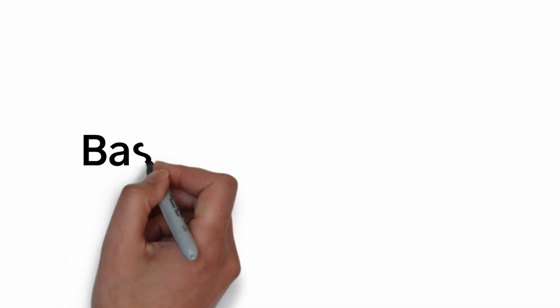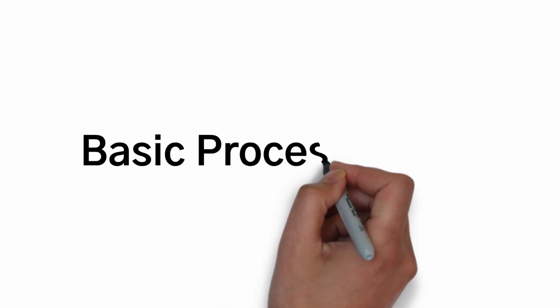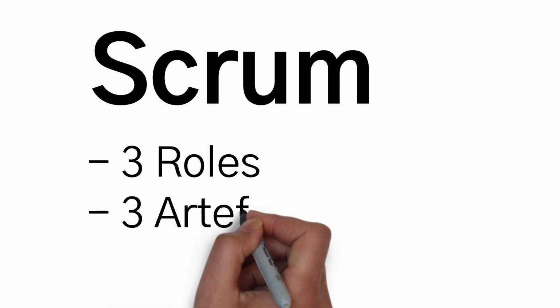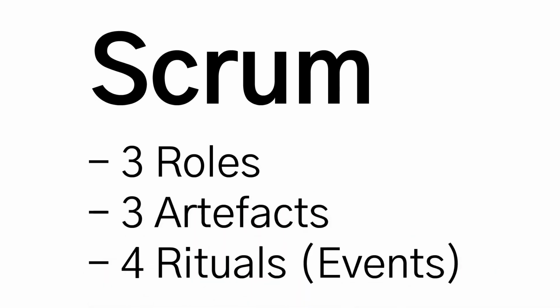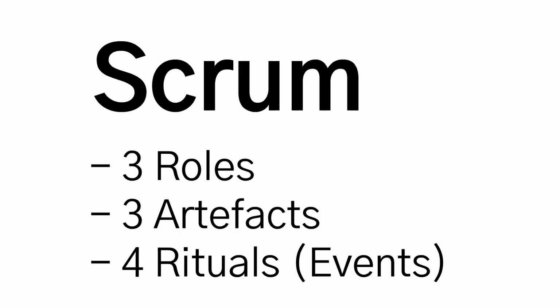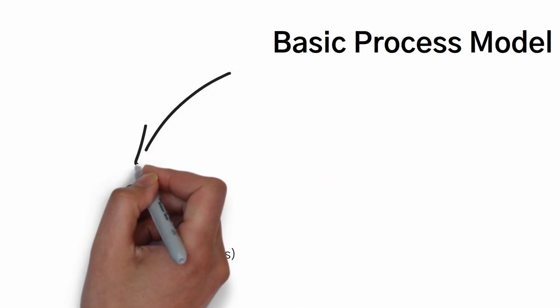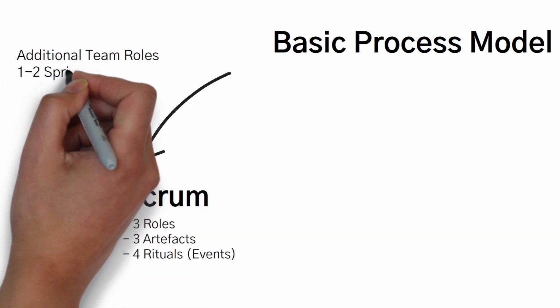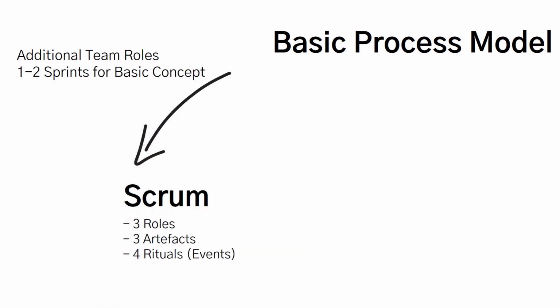And how does this fit in with methods such as Scrum, Kanban, or the V-Model XT? The basic process model is a general template that can be further concretized by all the methods mentioned. Scrum is a project management method widely used, especially in the software industry. It is very simple and clearly defined with only 3 roles, 3 artifacts, and 4 rituals or events. If we want to apply Scrum, we should additionally define the necessary further roles, product owner and Scrum Master within the team, in addition to the team external roles. We should use the first 1 or 2 sprints for the basic concept.